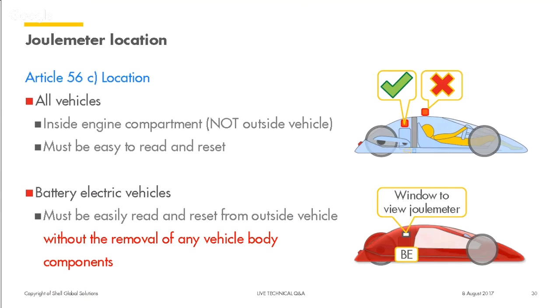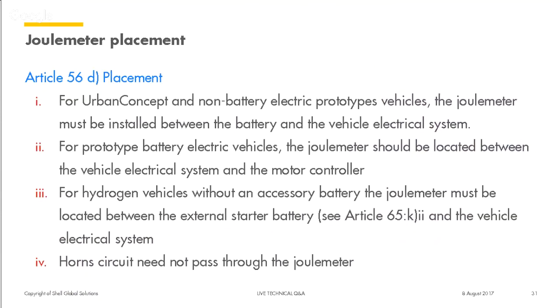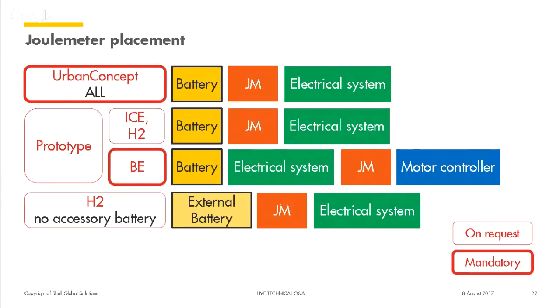All right, the next slide is about Geometer placements. If you can move on to the next slide, it's easier to explain. For all urban concept vehicles, the Geometer needs to be placed immediately after the battery, before the electrical system. For battery electric prototypes, which is the third row there, the Geometer can be placed just before the motor controller. If so desired, you can still place it immediately after the battery as well. It is your choice, but it must be before the motor controller at least.